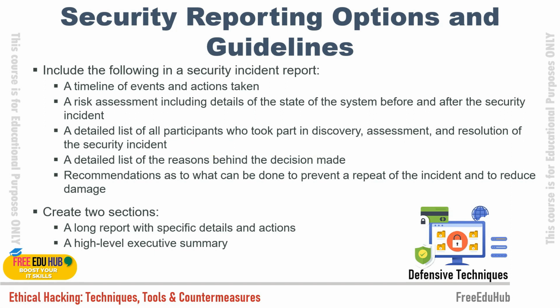The people who actually investigated the incident, and the detailed list of the reasons behind the decisions made, that is, what decisions were made based on the weaknesses found in the system, and recommendations as to what can be done to prevent a repeat of the incident and reduce the damage. So what are the steps taken or the lessons learned from this kind of attack, and how can you improve your systems in order to protect them against any sort of attacks in future?